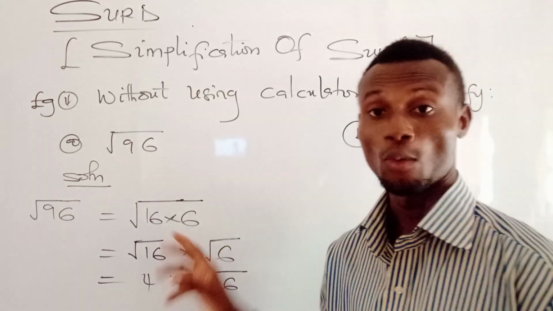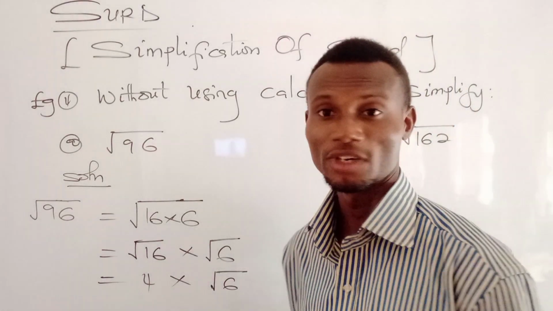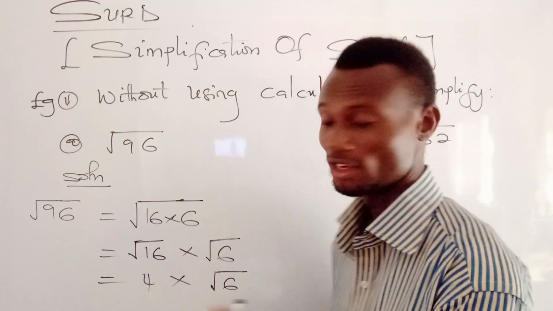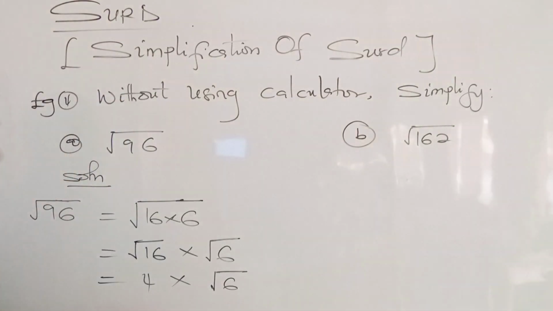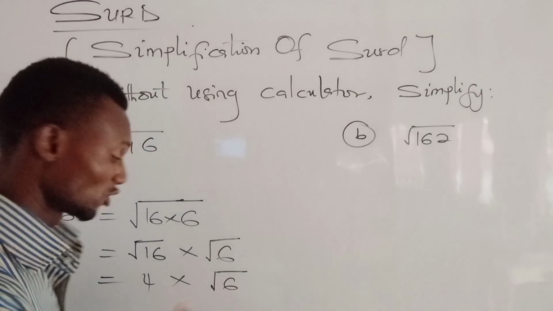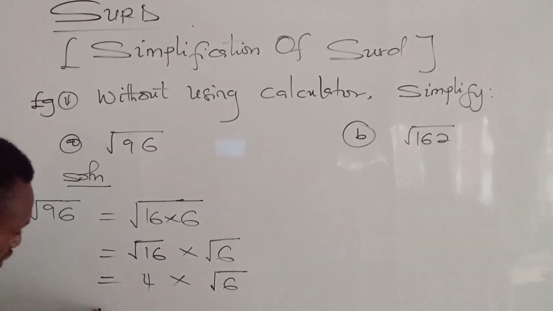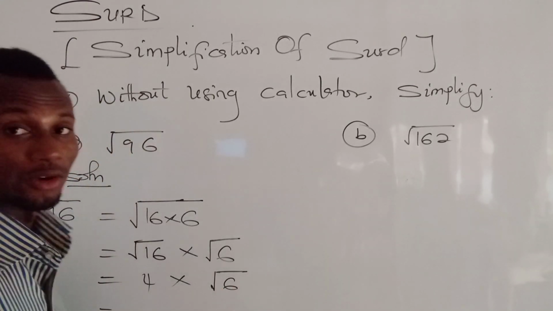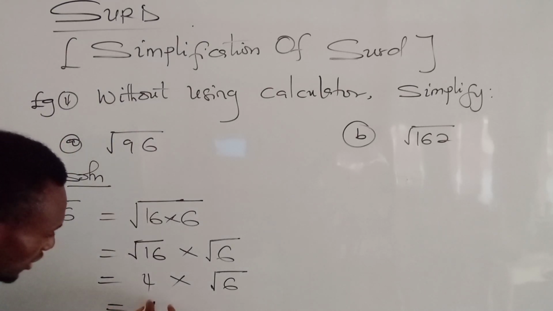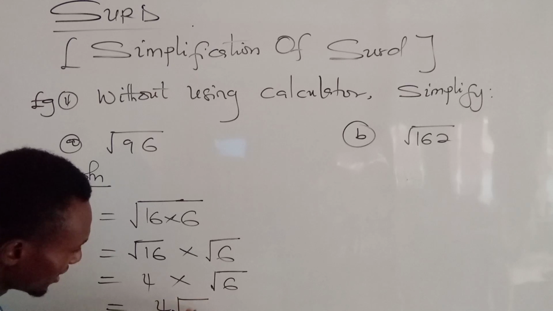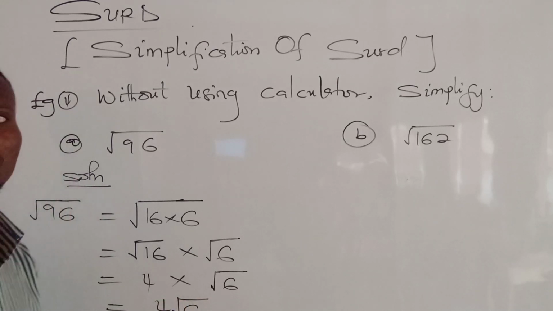Since we cannot get a whole number as an answer for the square root of 6, you just need to maintain your square root of 6. So write it back. Now for here we need to multiply, so simplify further by multiplying. So we have 4 times square root of 6, and that is going to give you 4 root 6, and this becomes your final.